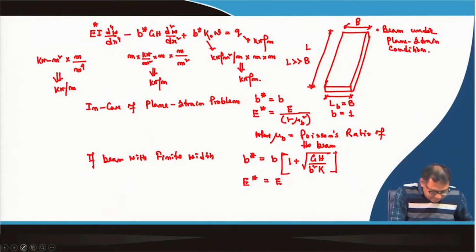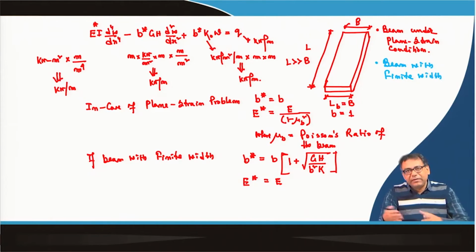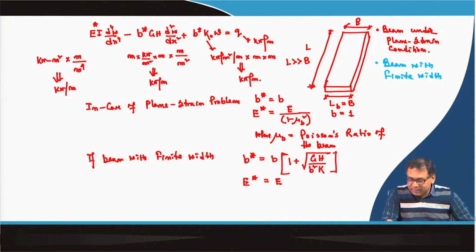And the next condition, if I consider that beam with finite width. So, previous case when I analyze the beam as a plane strain condition, that means this width of the beam is not finite, because this is the width of the beam which is not finite, which is very large, infinite kind of thing, but it has a finite length.